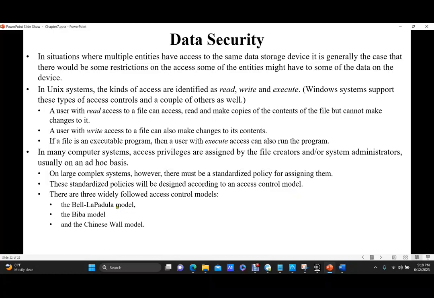There are three widely used access control models: the Bell-LaPadula model, the Biba model, and the Chinese wall model. Each of these models emphasizes a different type of security. Each is appropriate for a different situation.